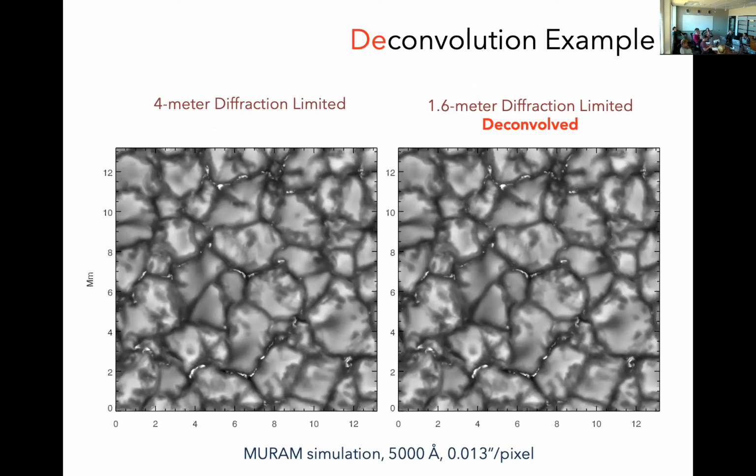It will be the homework. The other way to think about it is this image on the right that I've convolved is now highly oversampled for a 1.6 meter telescope, right? It has 0.013 arc seconds per pixel, which is well below the Nyquist sampling for a 1.6 meter telescope. So I could have rebinned that image down to the Nyquist sampling, and then I wouldn't have had those phantom higher frequencies in the Fourier space.